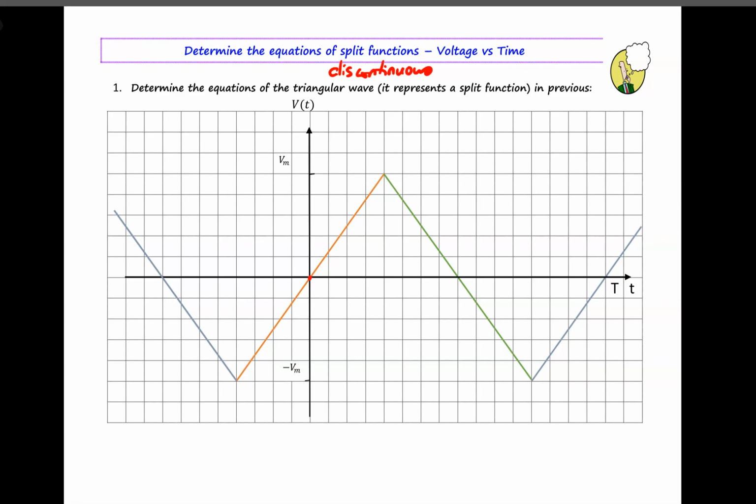Hello everyone. In this video, we will learn to determine equations of a split function, voltage versus time. A split function may have more than one equation in different time intervals. A split function is also called a discontinuous function.